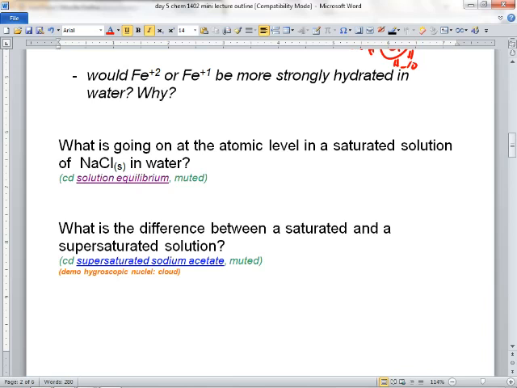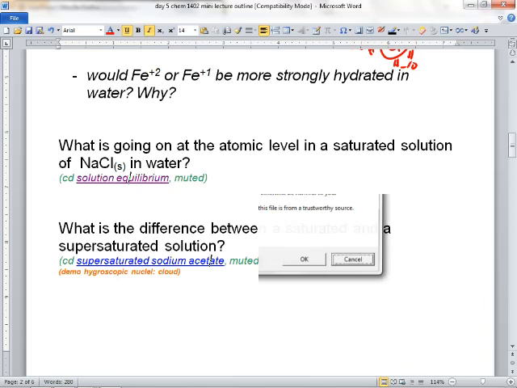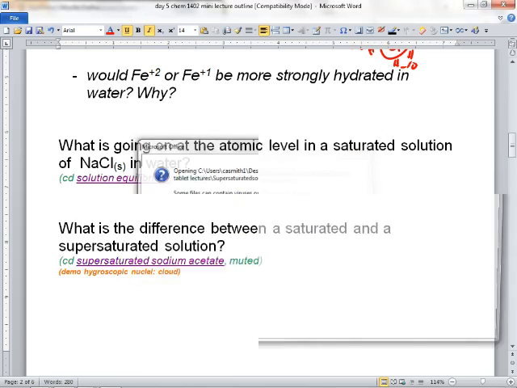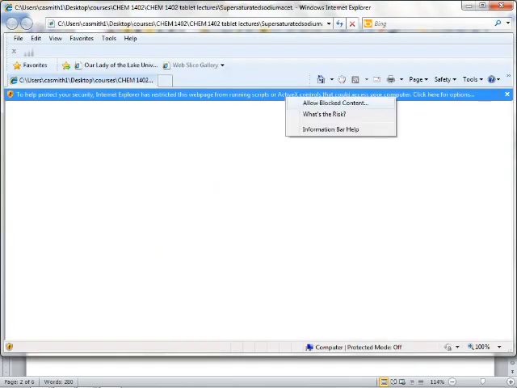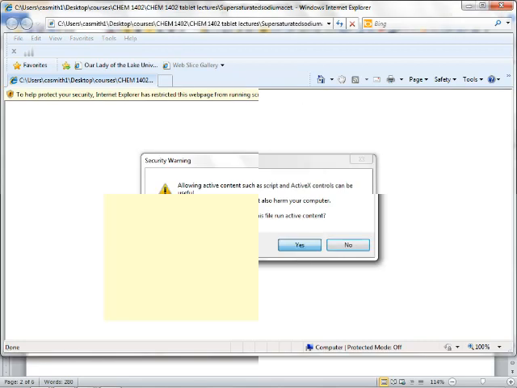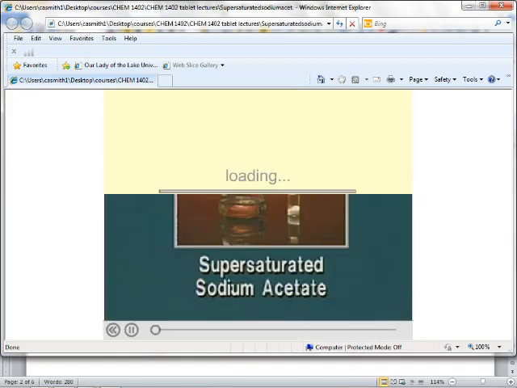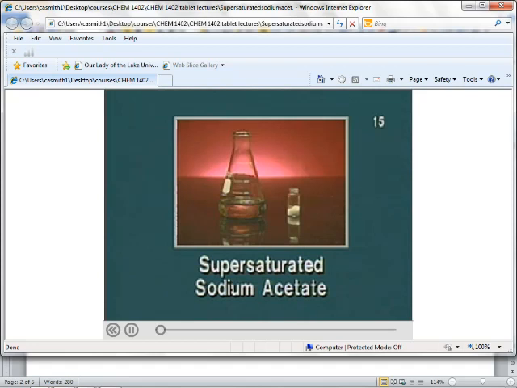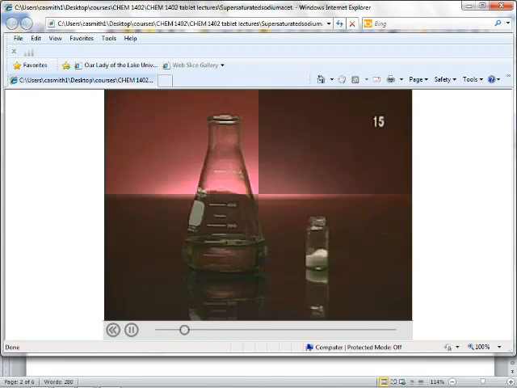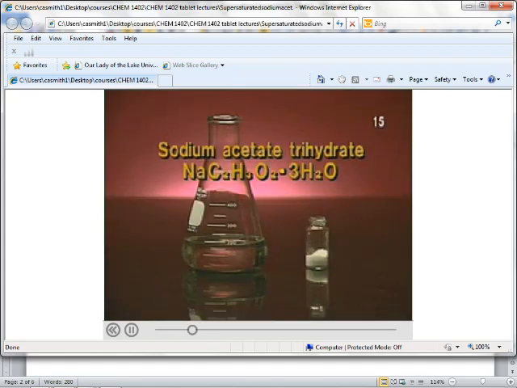Here's a movie of it. And what they did is they took this sodium acetate, dissolved as much as they could, then heated it. Right? They didn't show you this part. They heated it and added even more. Got it to dissolve. Didn't let it cool down. And now what they're going to do is, instead of shaking it, they're just going to add a little tiny crystal.